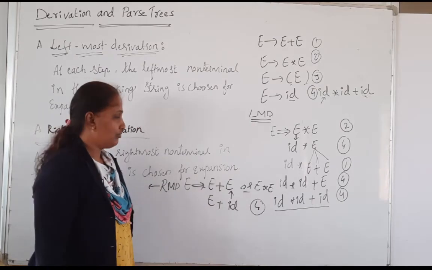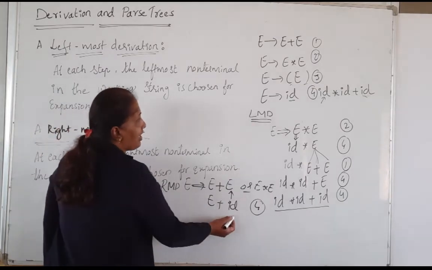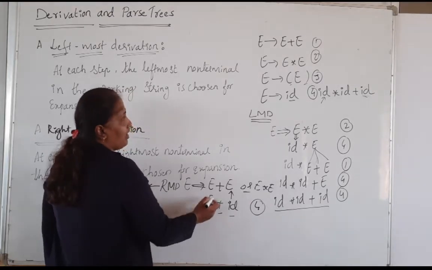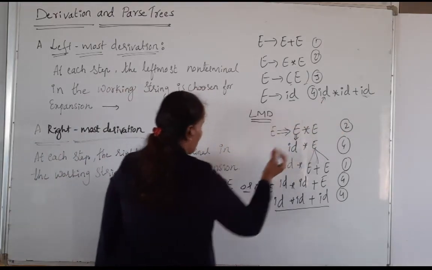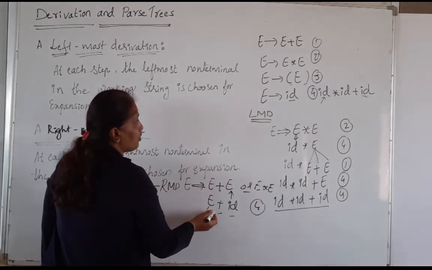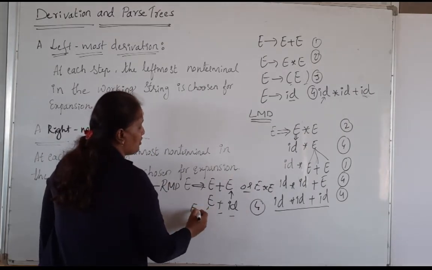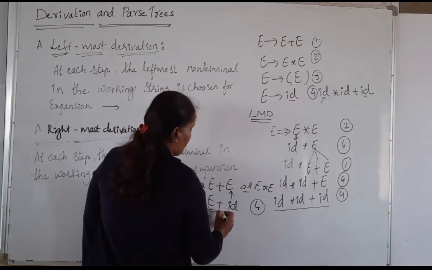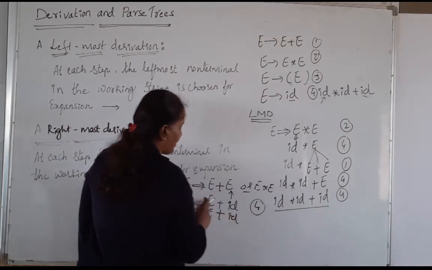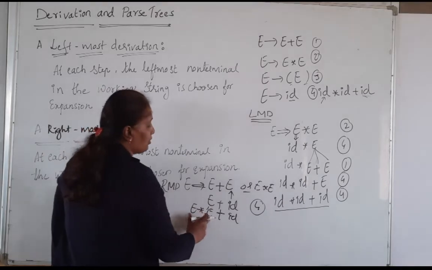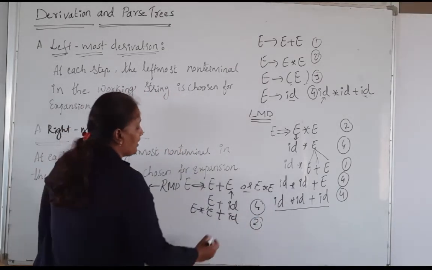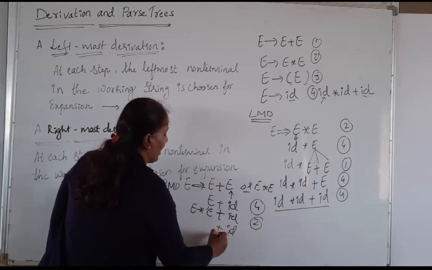E plus ID. Next, see, ID I had a plus. Next, I should derive this E to get what? ID into ID. So which rule should I use for this? I will use rule number 2. So by using rule number 2, I can derive this E as E into E. So this is based on rule number 2. Next, ID plus is there.